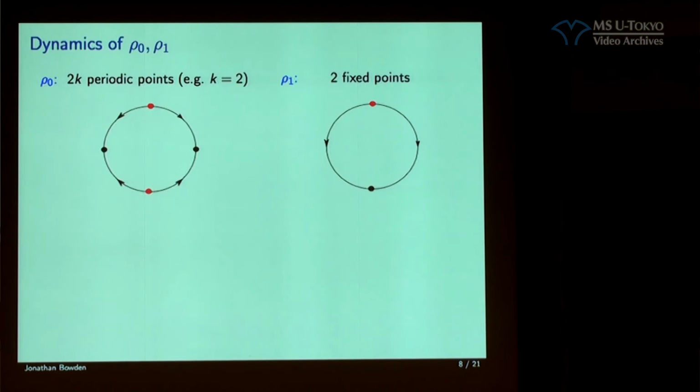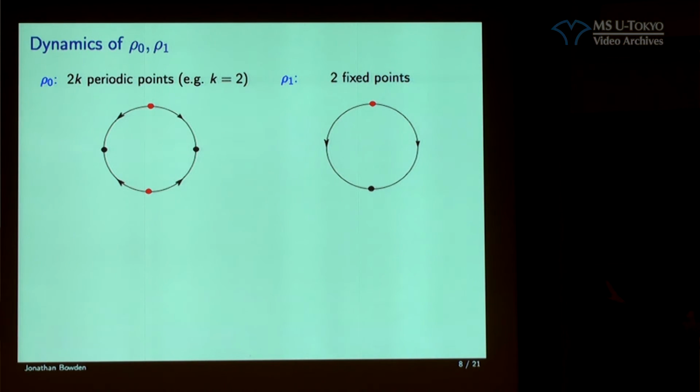Before I get to that, just some pictures. So rho 0 consists of k-fold coverings of Möbius transformations, and because it's a Fuchsian representation, all non-trivial elements are hyperbolic, so that's on the right. You have PSL2R dynamics, with one attractive fixed point, one repelling, and not much in between. And when you take k-fold coverings, you get periodic points, 2k of them, arranged like this. The way I've drawn it, they're really fixed points, but they could have some rotation too. So the dynamics of these look very different.